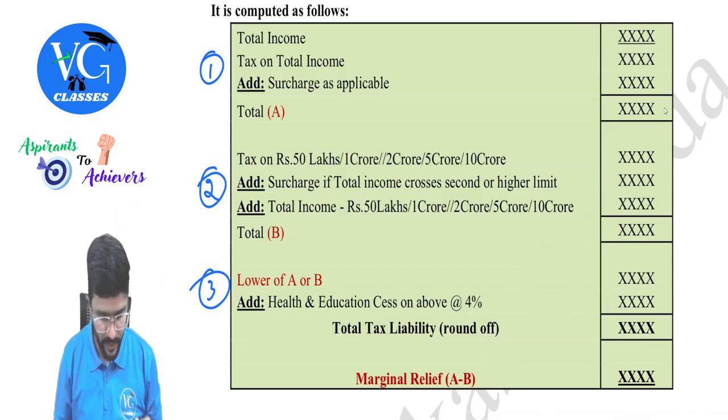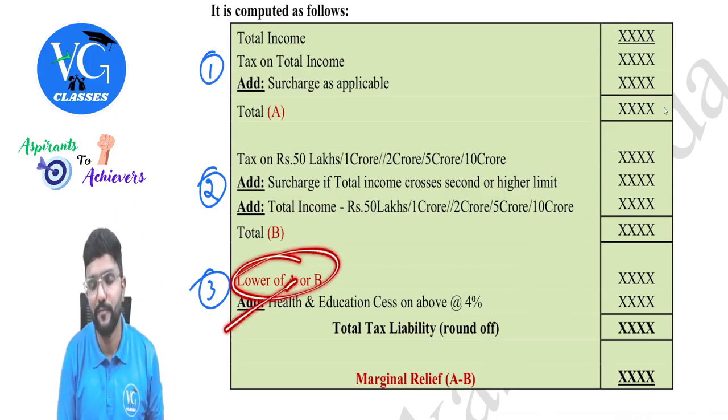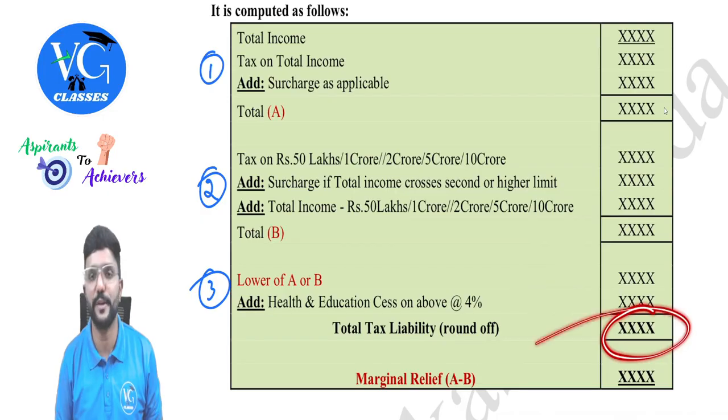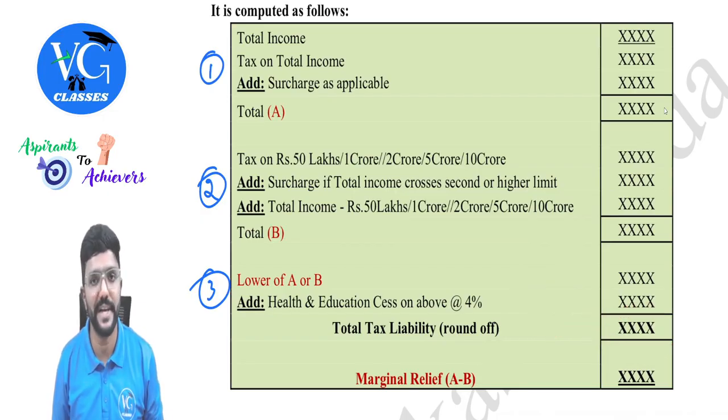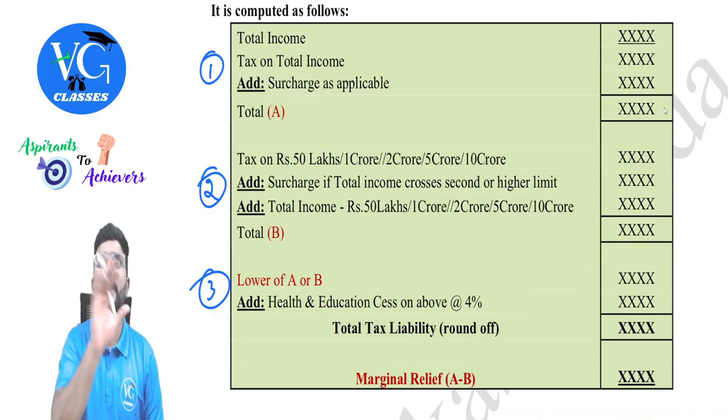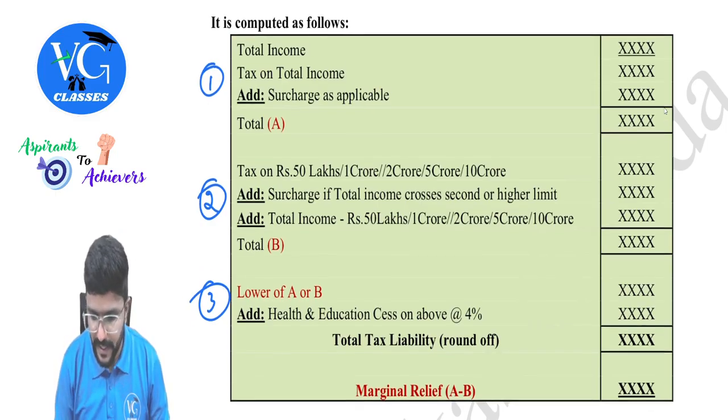So whichever is lower, we will take plus 4% health and education cess, which we need to pay to the government, rounded up to the nearest 10 rupees. Now please observe. Let me explain with an example.